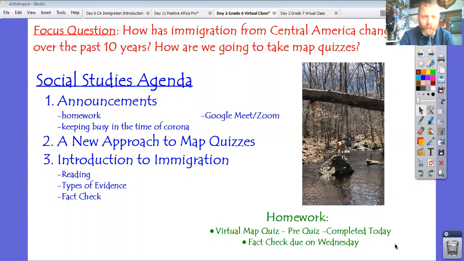The focus question for today is, how has immigration from Central America to the US changed over the last 10 years? And you'll be able to figure out the answer to that question, hopefully, through today's reading. And then as a second focus question, I wanted to look at how are we going to do map quizzes this year. So to start off with homework.